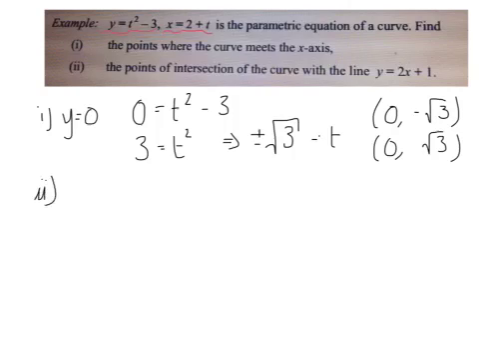In part 2, we're interested in the point of intersection on that curve. So we're looking for where that curve meets the other curve. So we're looking for a coordinate or a set of coordinates where that's the case. So we know something about x and y, but in terms of this new parameter t.